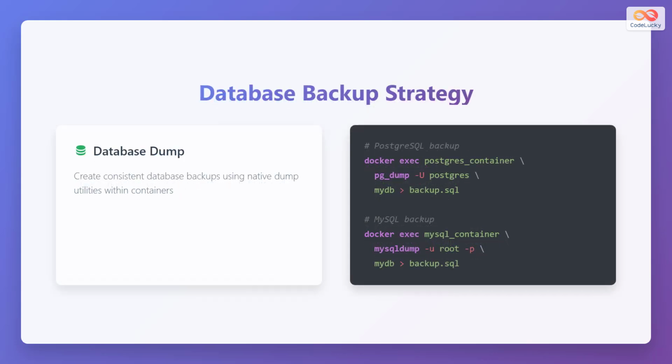Let's see the database backup strategy. You can create consistent database backups using native dump utilities within containers. For a PostgreSQL backup, you can run a command like this: docker exec postgres_container pg_dump --user postgres mydb > backup.sql. For a MySQL backup, you can use the command docker exec mysql_container mysqldump --user root --password mydb > backup.sql.